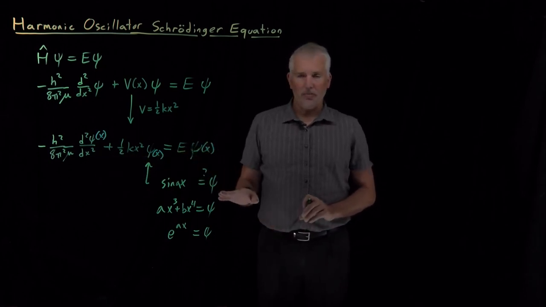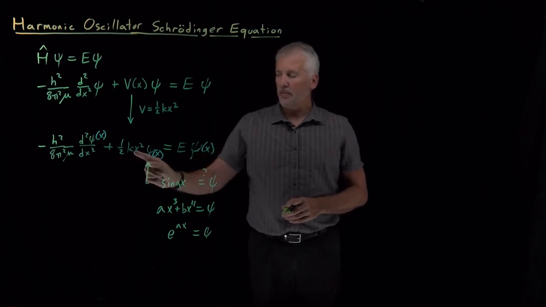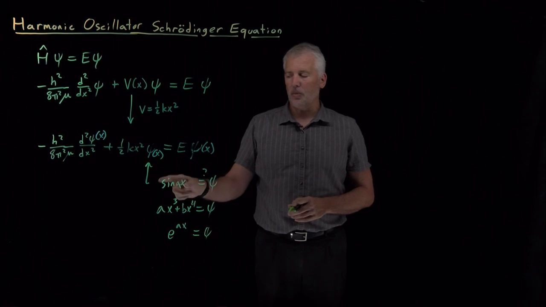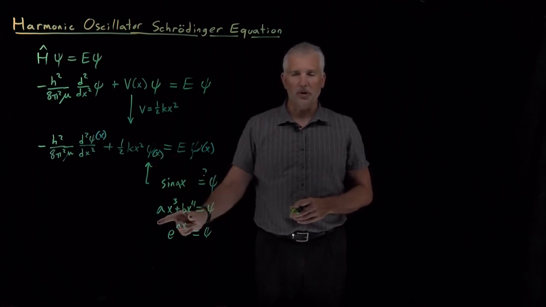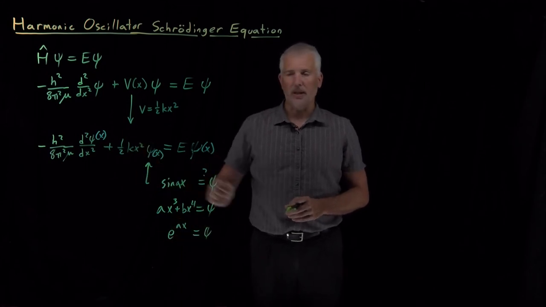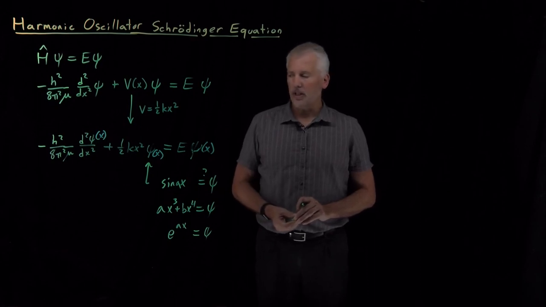And I encourage you, before you move on to the next video, go ahead and take some second derivatives, add them to x squared times these functions, or at least do as much of that math as you need to decide whether this one will or won't solve Schrödinger's equation with the harmonic oscillator potential energy. So after you've done that, I'll see you in the next video lecture where we'll explore what these solutions do in fact look like.